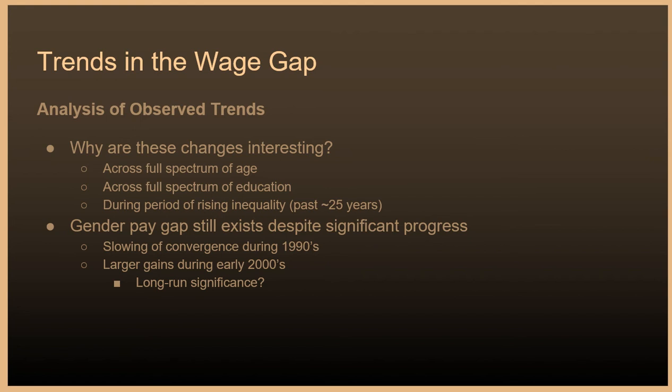With these two factors considered, the third characteristic of the shifting earnings ratio is the most notable. The past 25 years or so have been a period of rising inequality. This means that the significant convergence of the gender pay gap occurred during a time when pay differences between low-wage and high-wage workers were rising rapidly.